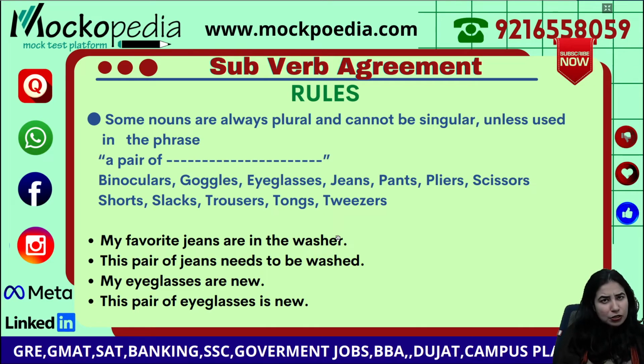Trousers are required to be stitched, tongs are needed to make chapatis, tweezers are with the friend, right? So this is how I've made statements for all these terms. And one thing, if you could see, with all the statements that I've made, I've considered them to be plural in nature, and hence the verb that has been taken is also plural. So you need to put some effort where you are going to learn these words.